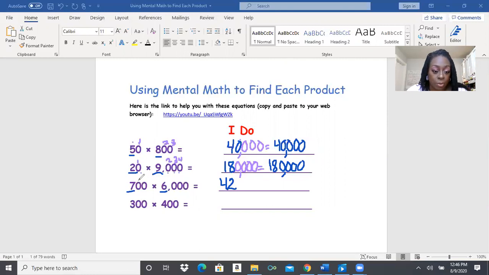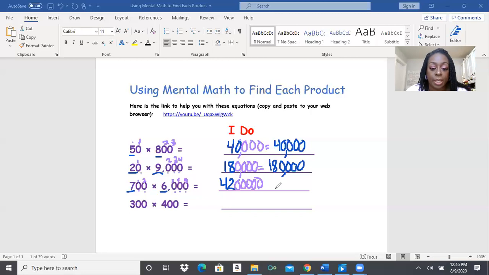We have 1, 2, 3, 4, 5 zeros. So I'm going to add 1, 2, 3, 4, 5 zeros.